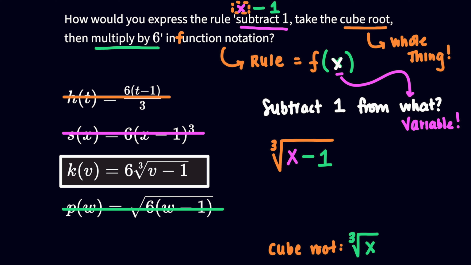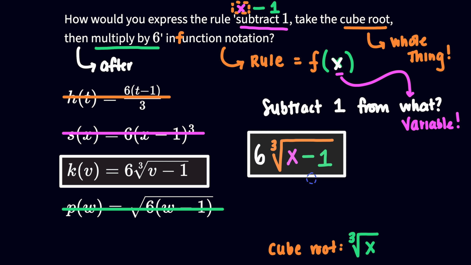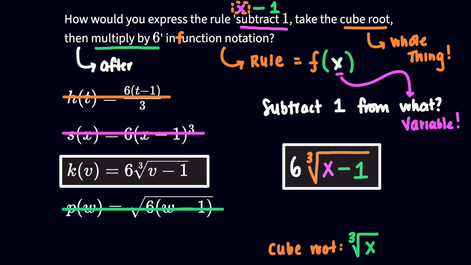Now, after we do the cube root, then we take the whole entire thing, right? That's after, then. After. Then we multiply by 6. So now I want to take the whole entire thing and just times by 6. Now you could put the 6 at the end, or you could just put the 6 in the front. And that is the answer. And in this case, you could have said, f of x equals 6 cube root of x minus 1. You could have said k of v, but basically to equal them out. And that's the answer for that.